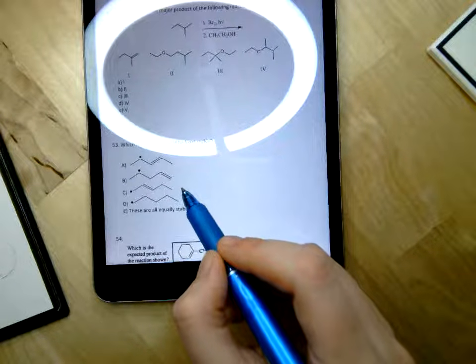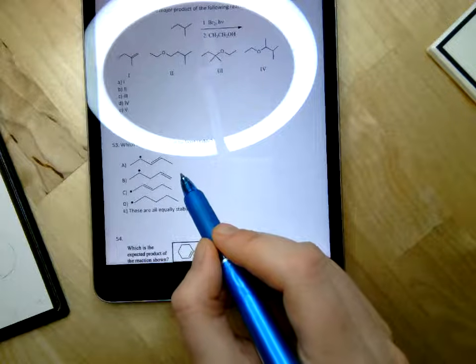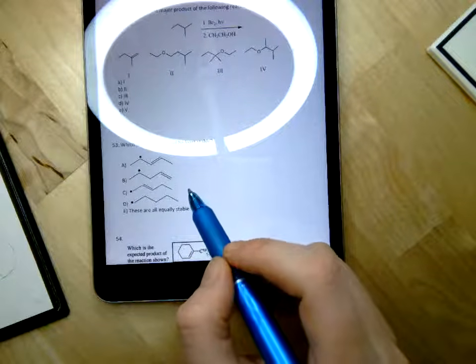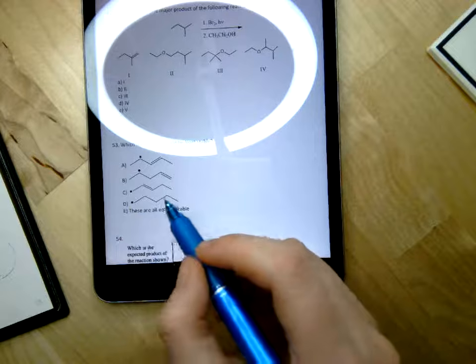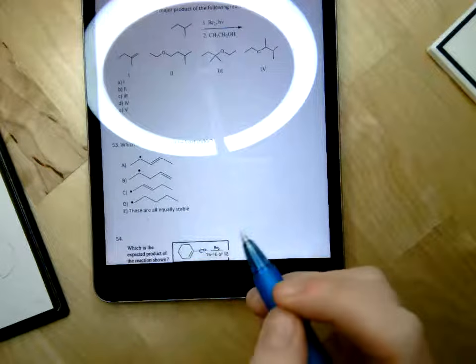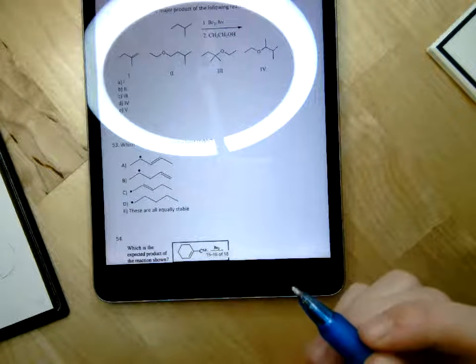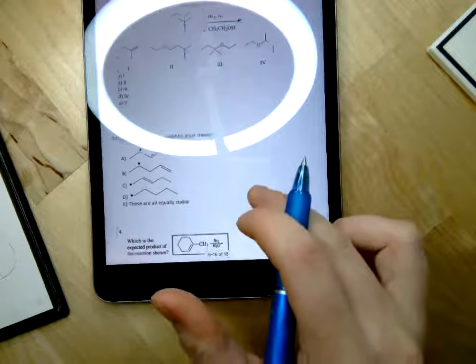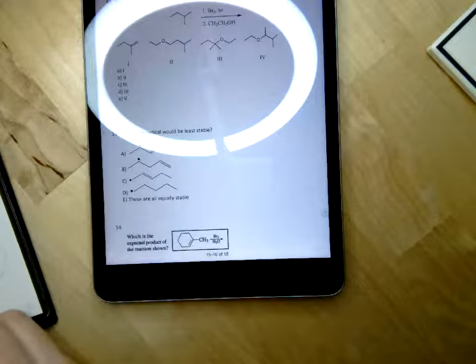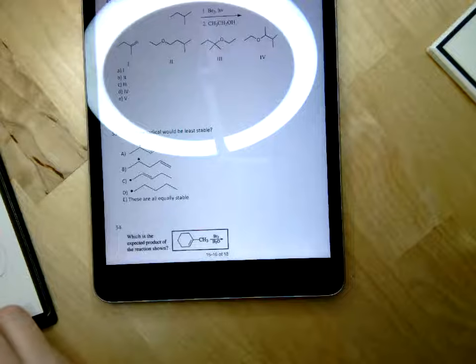C is the second most stable because it's a primary allylic. And then B and D would be less stable than both of those, but D would be even the least stable because it's on a primary, whereas B at least is secondary. So 53, the answer I would go with would be D.